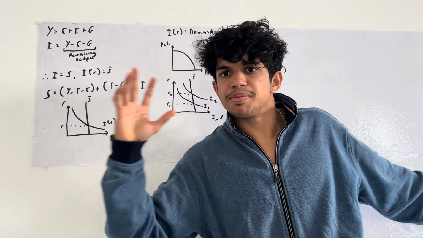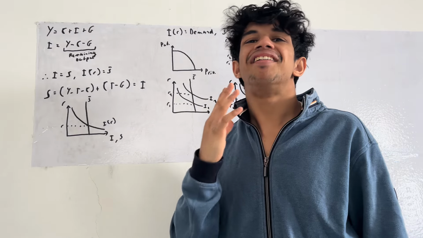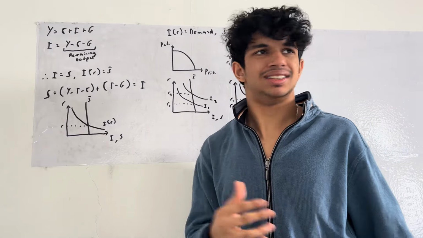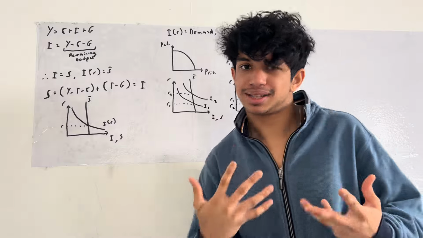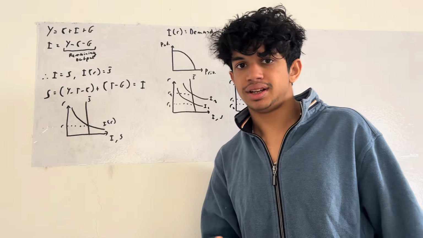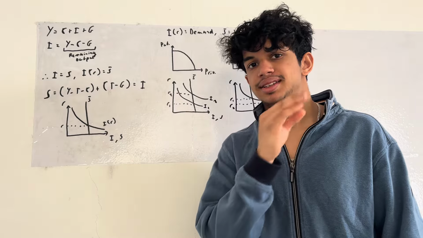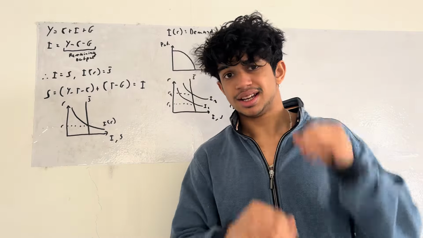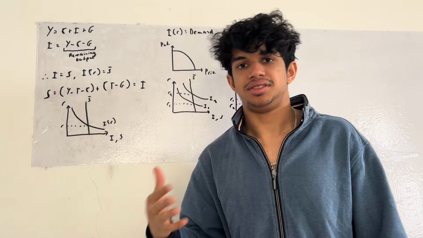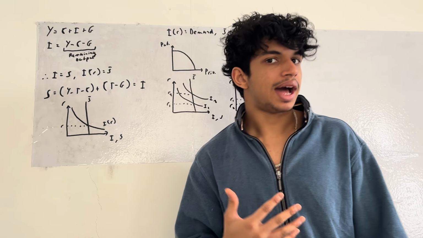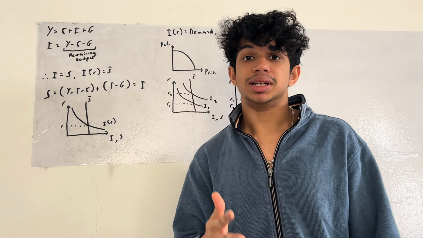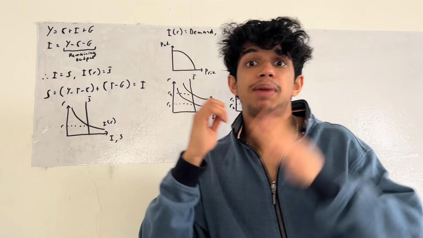Why is my private savings rising when the taxes are falling? Doesn't it make sense for me to spend more of my income? Here's a cool thing. As we know from the last video, it's autonomous C plus MPC times your disposable income. Yes, you have more disposable income, but because of the MPC, you don't spend all of it.